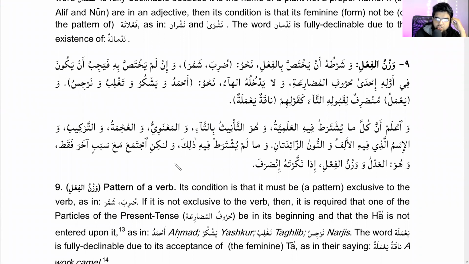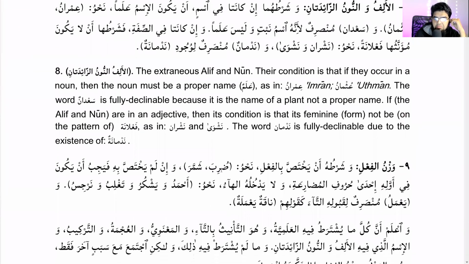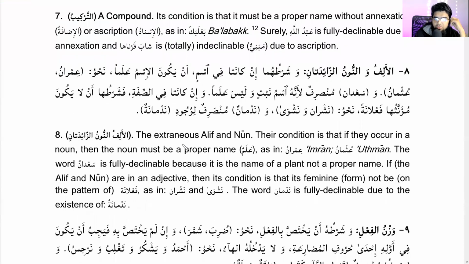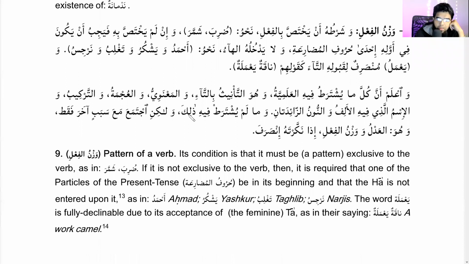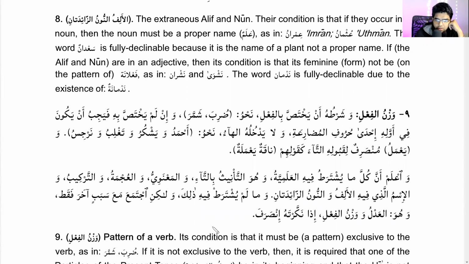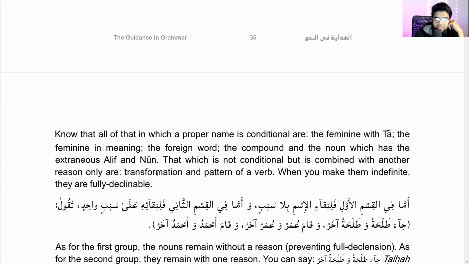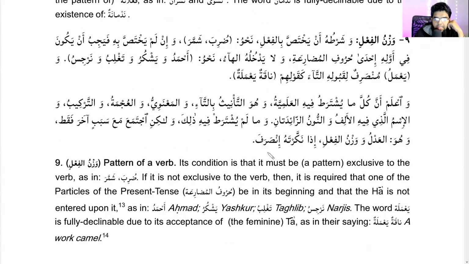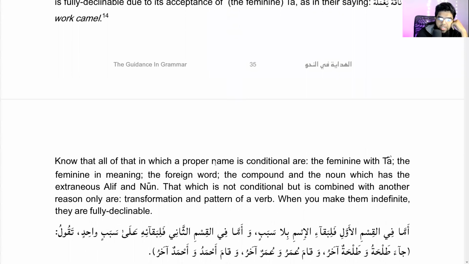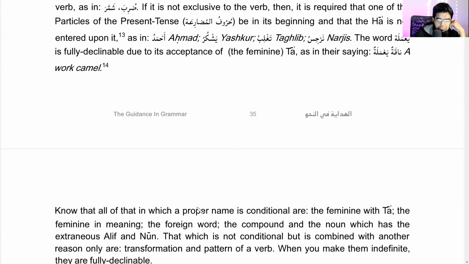It's not conditional to it. It's not conditional that it should be a name also. Okay. Alif and Nun Zaidatan could come in sifa also, no? Like he gave an example, Nashran and Nashwa. When you make them indefinite, they are fully declinable. إذا نكرته. If you make it nakira, he says they are fully declinable. Which ones are fully declinable? Like adl and wazn al-fi'l.